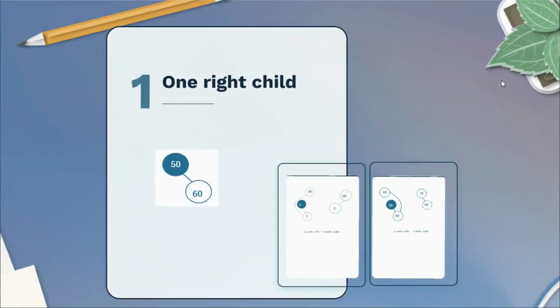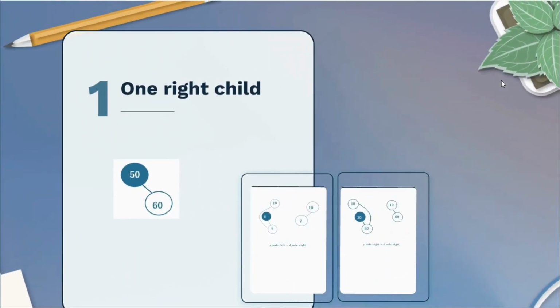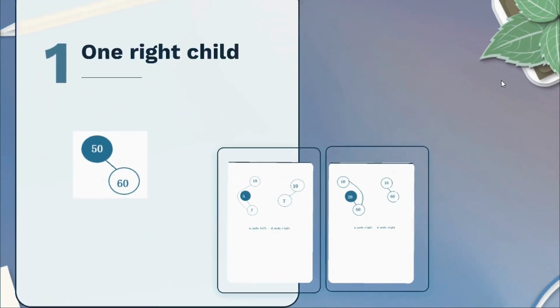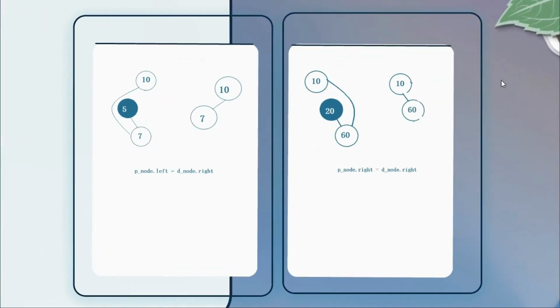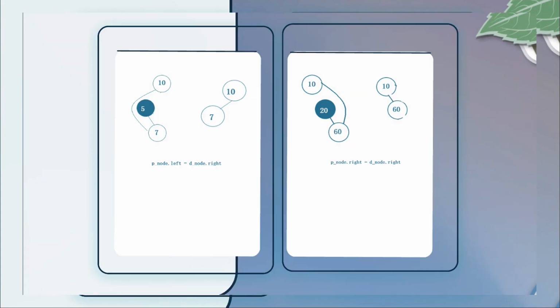The node you are going to delete has one right child. 50 to delete, 50 is root. Set root to deleteNode right. Next, delete 5. 5 is a left child. Then set parent node left to deleteNode right. Next, delete 20. 20 is a right child. Then set parent node right to deleteNode right.